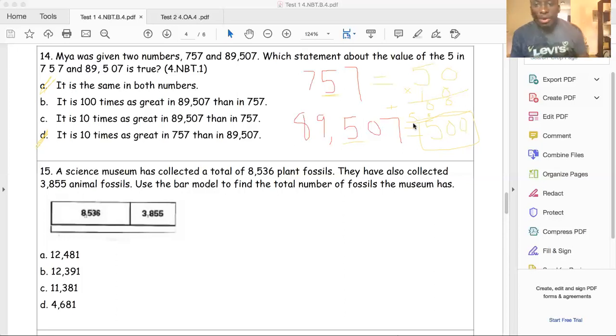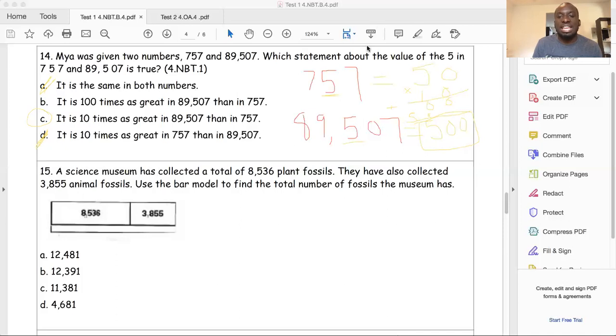Yes. So if I multiply 50 times 10, that's going to give me 500, which means answer choice C is correct. It is 10 times as great in 89,507 than in 757. You can just look at the place value. To get to the next place value, you just multiply by 10, basically.